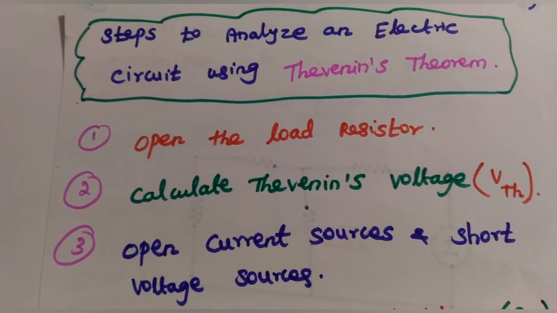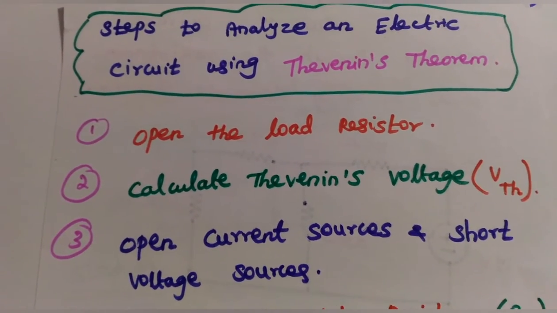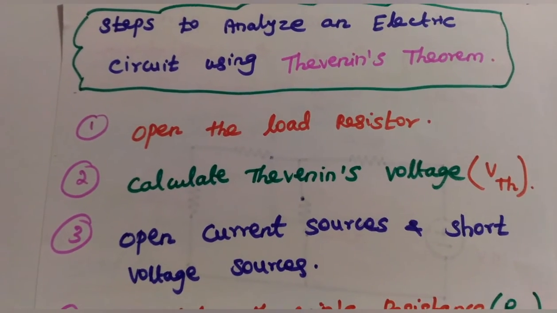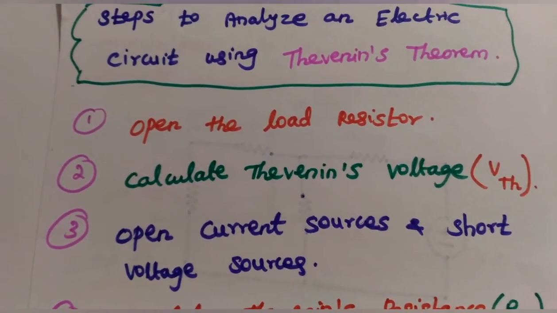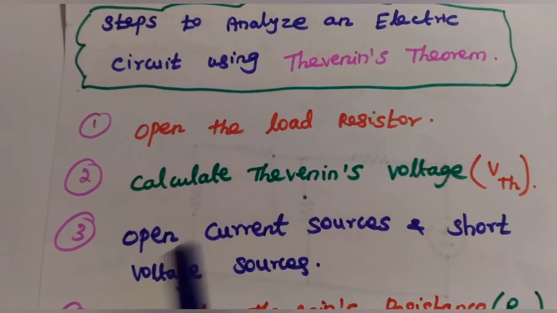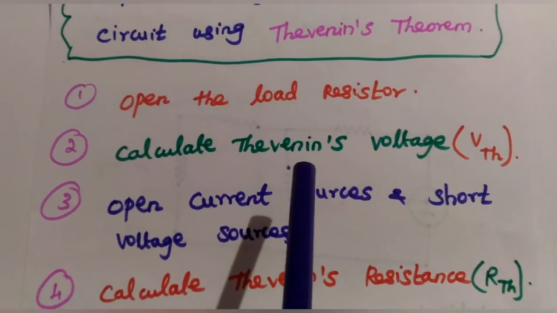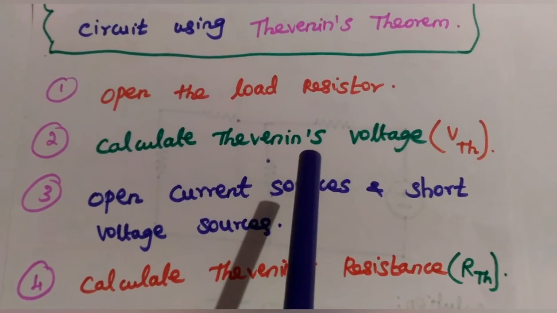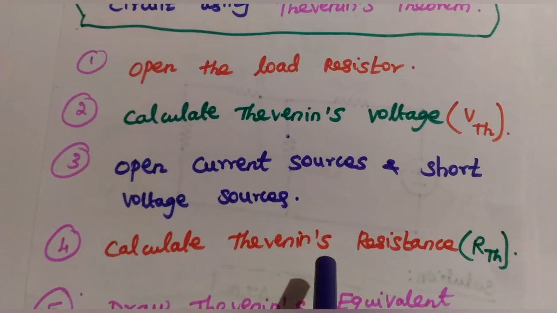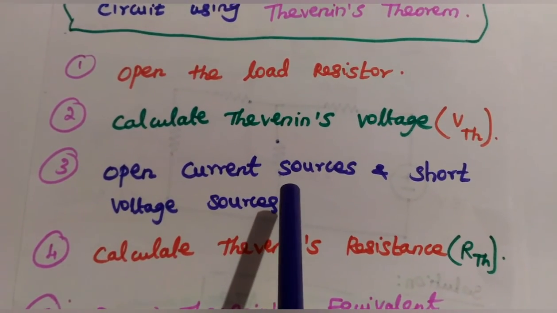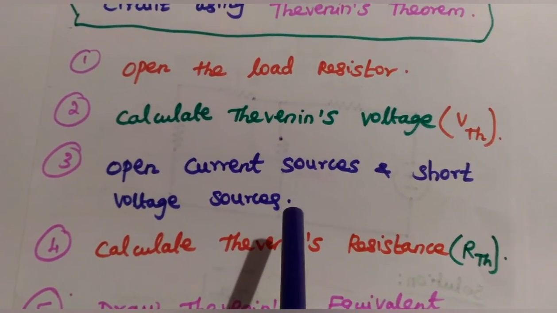This video, let us see one example problem based on Thevenin's theorem. Before that, let us see the steps we want to follow while solving problems using Thevenin's theorem. The first step is to open the load resistor. The second step, after removing the load resistor, is to find the value of Thevenin's voltage, VTH. Then we want to find the RTH value. Before that, the current source should be open circuited and the voltage source should be short circuited.